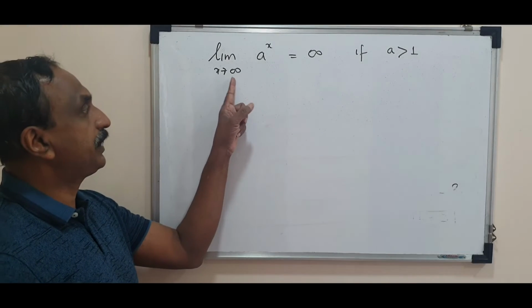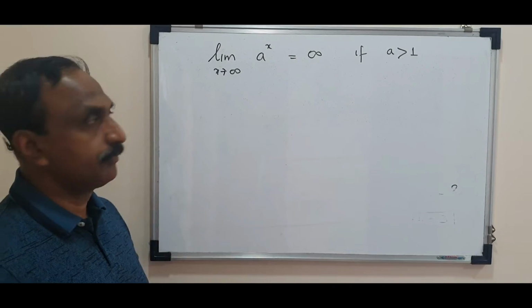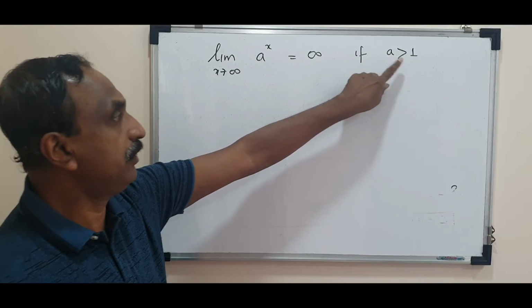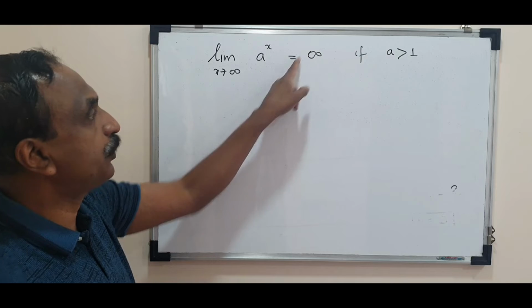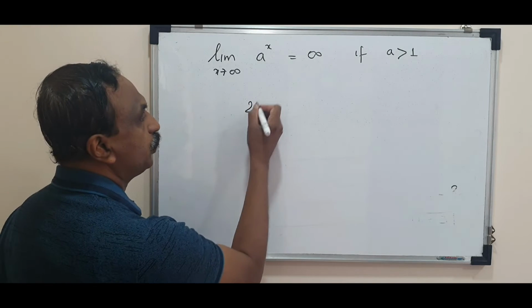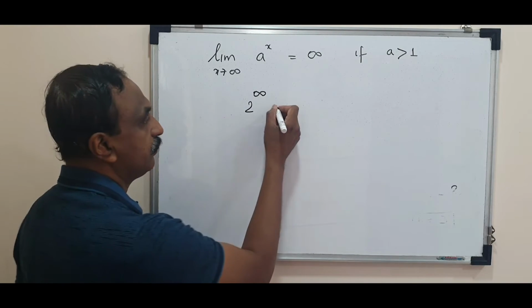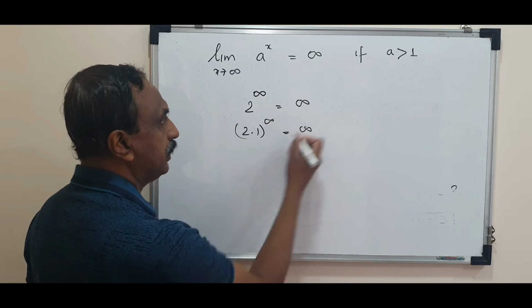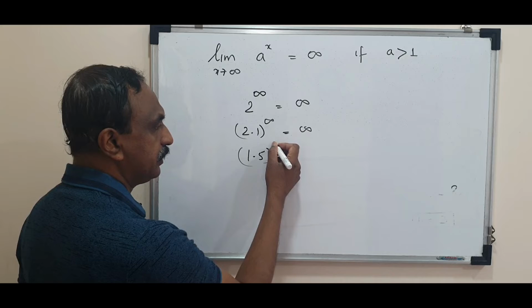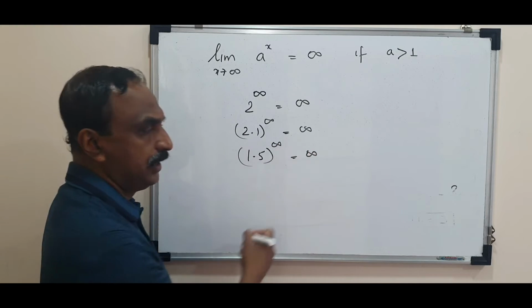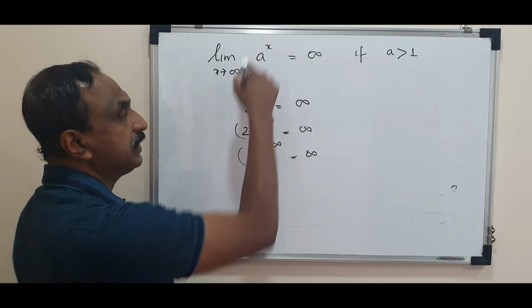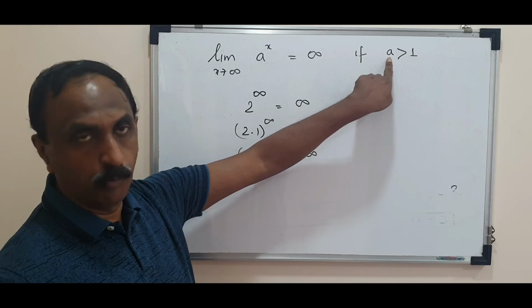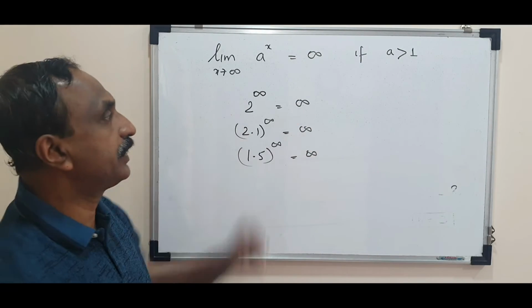Let's discuss the limit as x tends to infinity of a raised to x. When a is a number more than 1, this will tend to infinity. How? Let's say 2 raised to infinity will be infinity. 2.1 raised to infinity will be infinity. 1.5 raised to infinity will also be infinity. So if the base is a number more than 1, your answer would be infinity.